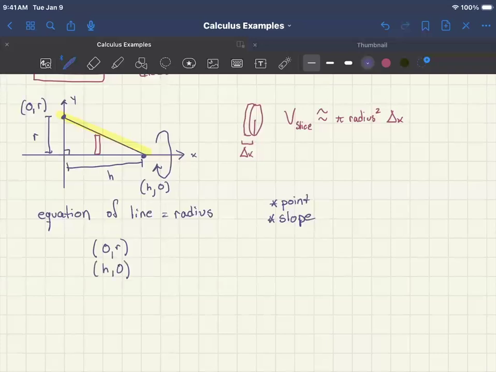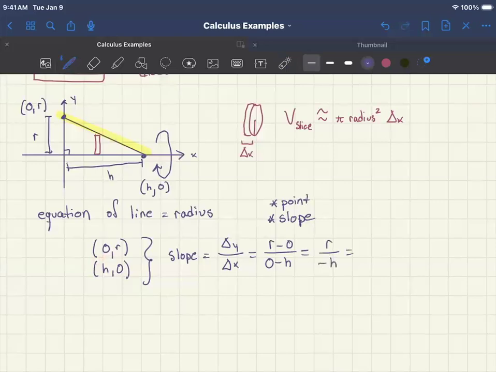So we have these 2 points, and we're going to use these points to figure out our slope, which is going to be our change in y over our change in x. So our y values, we're going to do r minus 0 over 0 minus h. Remember, when you're taking your change in y over change in x, whatever value you start off with here, which starts off with this r, you have to start with the same exact point in your denominator. So we have to start with the 0 down here and then subtract h. Otherwise, you're going to be off a little bit.